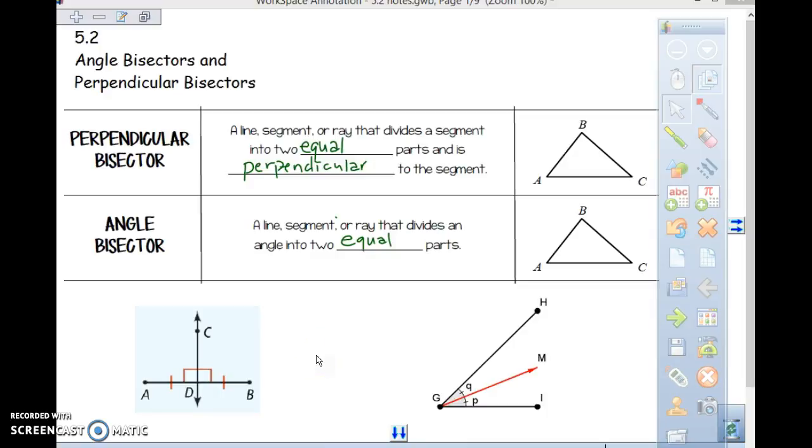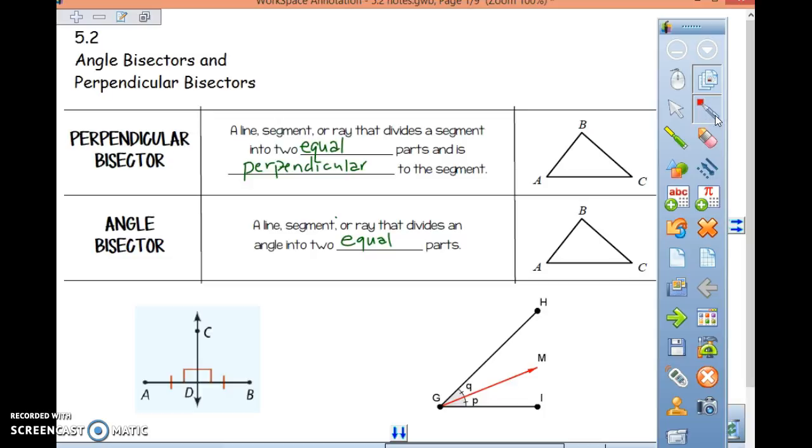Lesson 5-2, Angle bisectors and perpendicular bisectors. On the front you have a vocab sheet. Let's fill in our two new vocab words today.